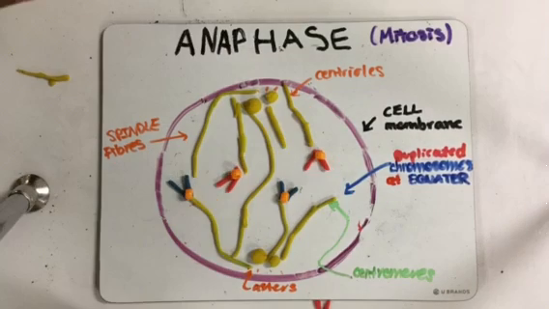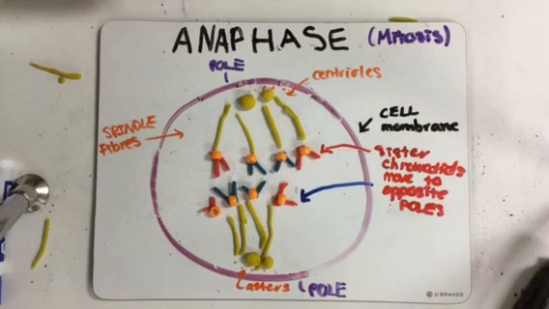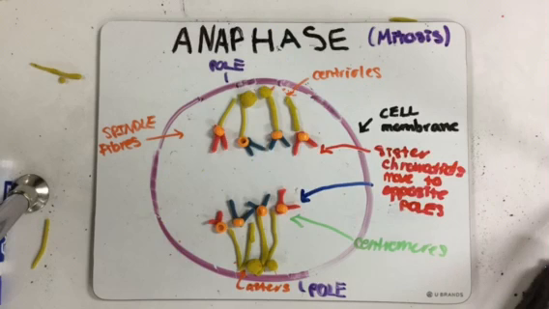So the next phase is anaphase, and it's the third step in mitosis. So in anaphase, the spindle fibers begin to contract and shorten. This action pulls the centromeres apart, allowing the sister chromatids to move to the opposite poles of the cell. Once they separate, each sister chromatid is considered to be a chromosome.